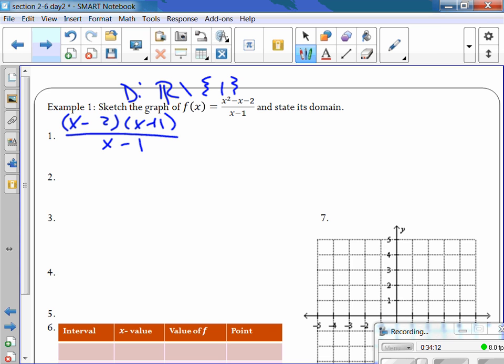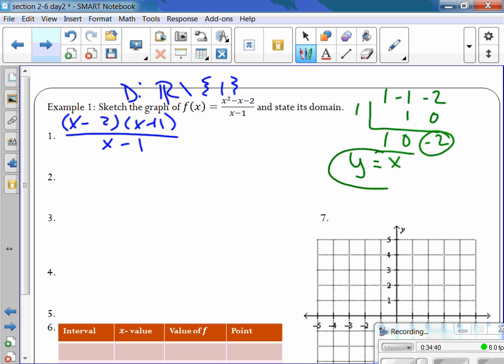Drop down the 1. What is that, negative 2? And what's left over here? What is this? That is just x. My slant asymptote is y equals that quotient, or y equals x. It's my slant asymptote.